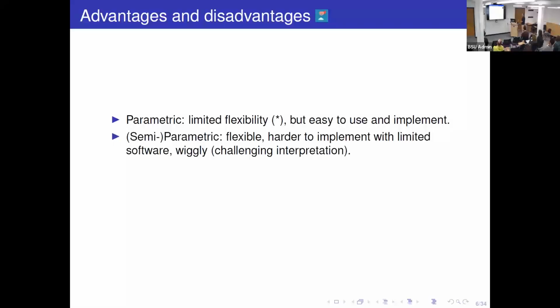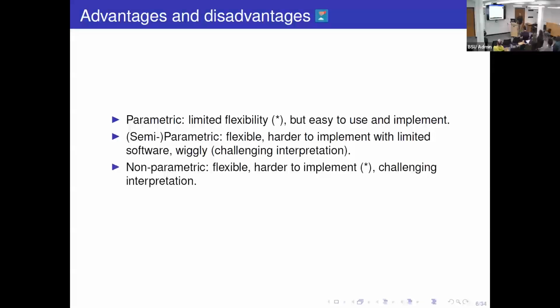Now, semi-parametric methods are very flexible, of course. They can be slightly harder to implement. And if you are not careful in penalizing or choosing the nodes carefully, you may end up with something a bit wiggly. And then interpreting wiggly hazard functions is a bit challenging because you don't know whether it is a phenomenon due to the characteristics of the data, or just because you are overfitting. Non-parametric models have the same disadvantages, I would say, but they are of course very flexible.